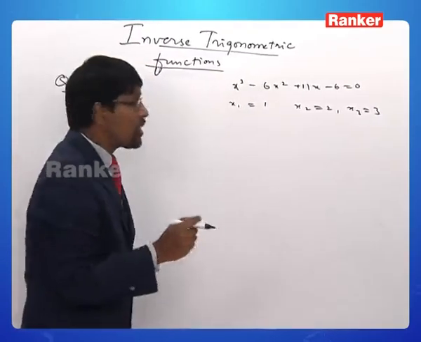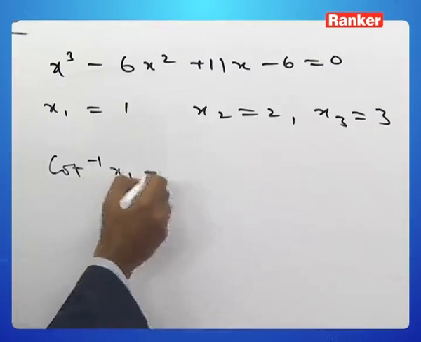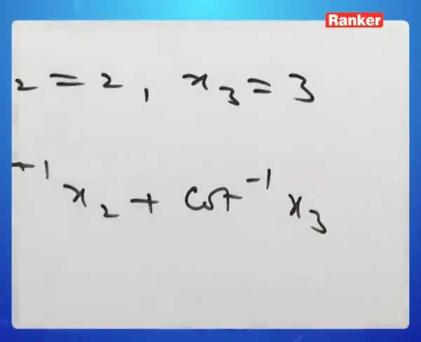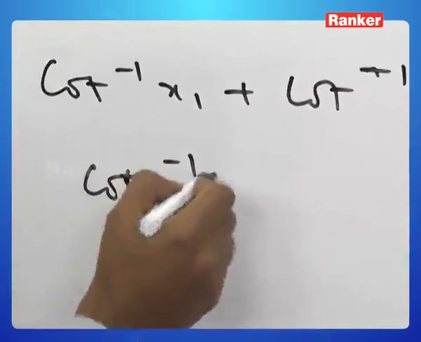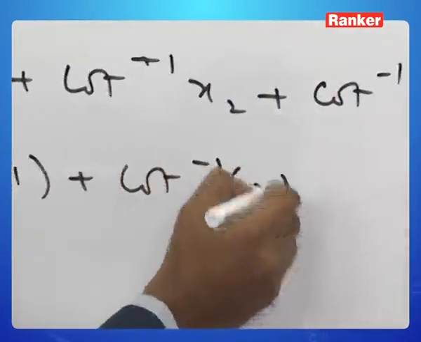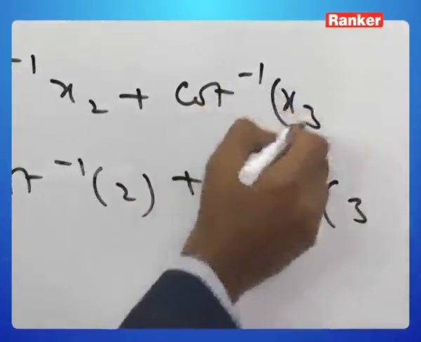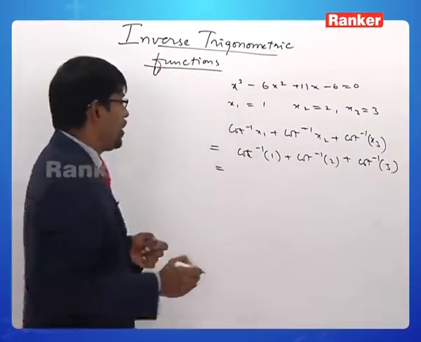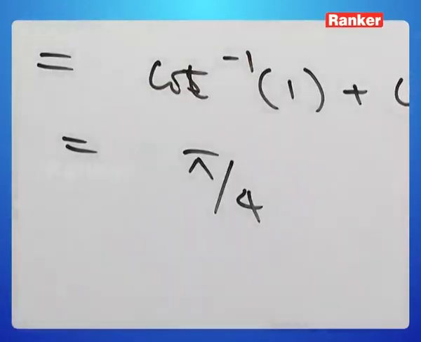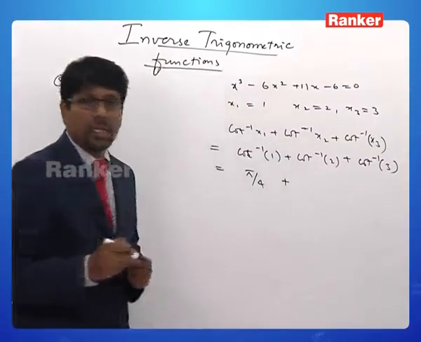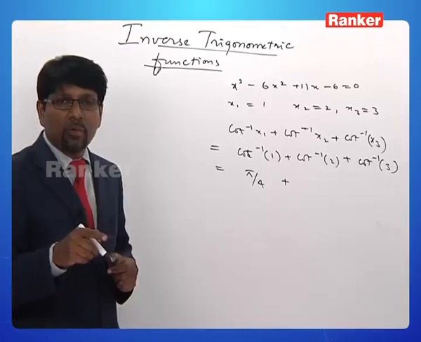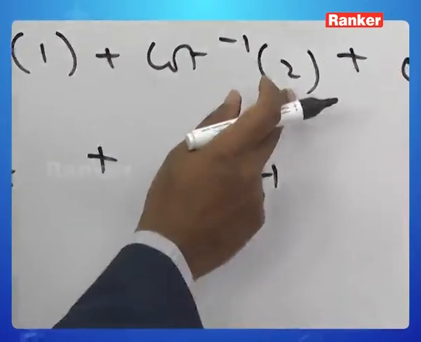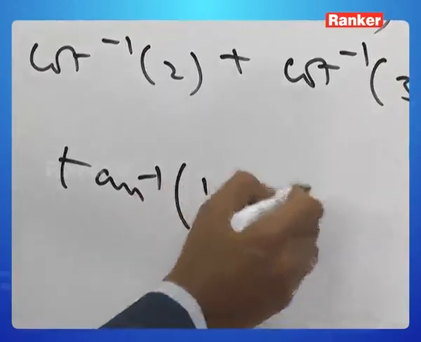So what we wanted was cot inverse of x1 plus cot inverse of x2 plus cot inverse of x3. What is that? Cot inverse of 1 plus cot inverse of 2 plus cot inverse of 3. Now, cot inverse of 1 we know is equal to pi by 4, because cot pi by 4 is 1. And cot inverse of x can be replaced by tan inverse of 1 by x whenever x is a positive quantity. So this being a positive quantity, we can write it as tan inverse of 1 by 2 plus tan inverse of 1 by 3.